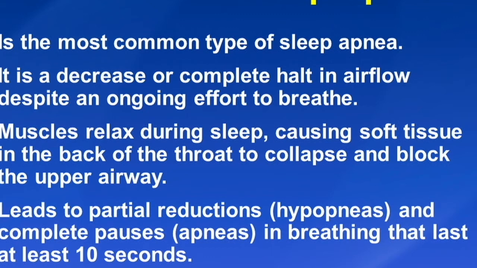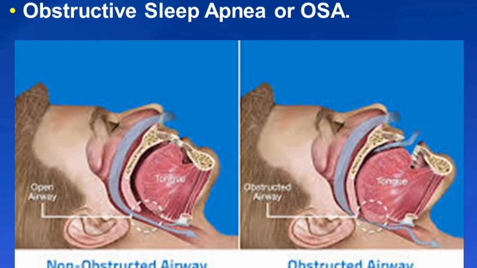Obstructive sleep apnea is the most common type of sleep apnea. It occurs when patients have a decrease or complete halt in airflow, despite the effort to breathe. Muscles in sleep relax, causing the soft tissue blockage in the back of the throat and blocking the upper airway. It leads to partial or complete reductions in breathing. The partial reductions we call hypopneas, and the complete reductions or pauses we call apneas, and they have to last at least 10 seconds. Just an image of an obstructed airway and an open airway.